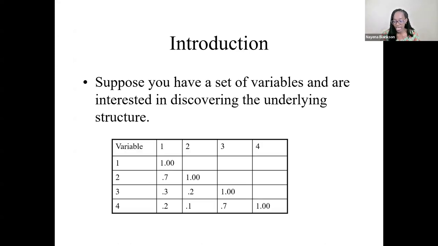So for example, here you have a correlation matrix, you see ones in the diagonal, and variables 1 and 2 are strongly correlated, variables 3 and 4 are correlated, and the two pairs of variables appear to be somewhat correlated with each other. Factor analysis can help us to reduce this set of data. Here it's 4 variables, but in most instances it is more than 4.